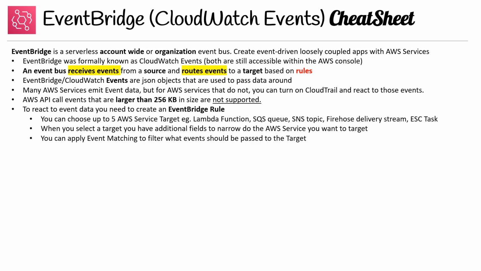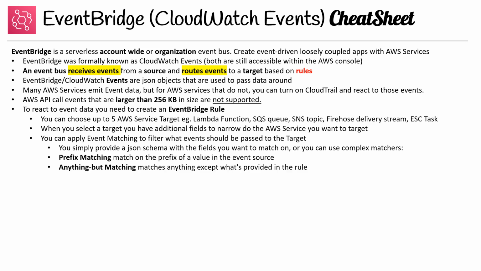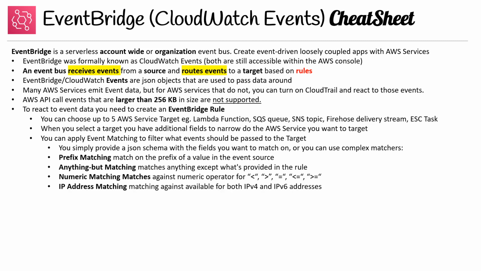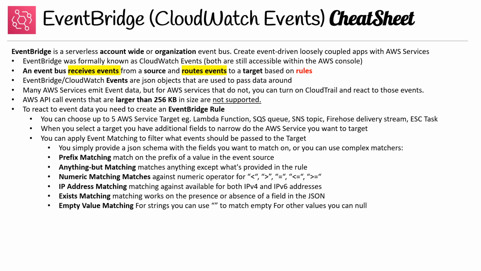You can apply event matching to filter what events should be passed to the target, and you simply provide a JSON schema with the fields you want to match on, or you can use more complex matchers. And so we have prefix matching, anything-but matching, numeric matching, IP address matching, exists matching, empty value matching, and you can use multiple matchers altogether.